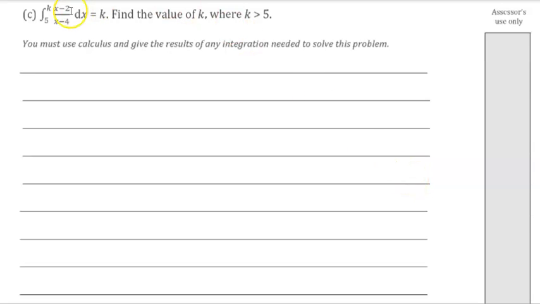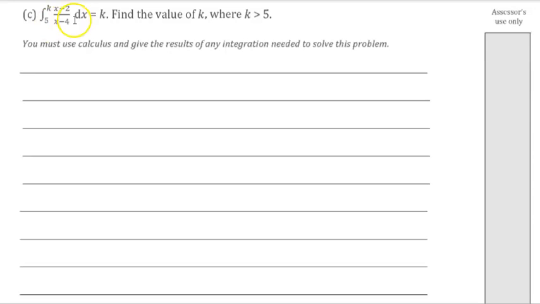For part C, we've been given some information here. This integral is equal to k, and we need to work out the value of k. We're told k is more than 5. That's not super relevant. It just means k is a bigger number than 5, so we know that that integral is the right way around.